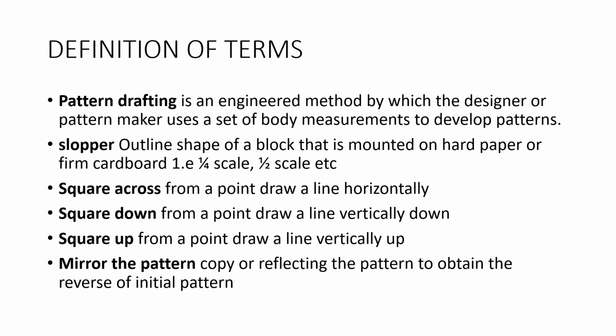Sloper. This is the outline shape of a block that is mounted on a hard paper or firm cardboard, i.e. quarter scale, half scale, etc. Square across. From a point, draw a line horizontally. Square down. From a point, draw a line vertically down. Square up. From a point, draw a line vertically up. These three terminologies are essential when you're doing your practical work on pattern drafting.